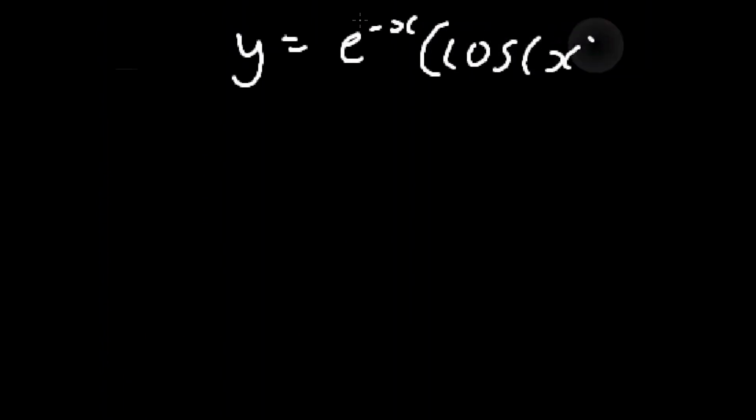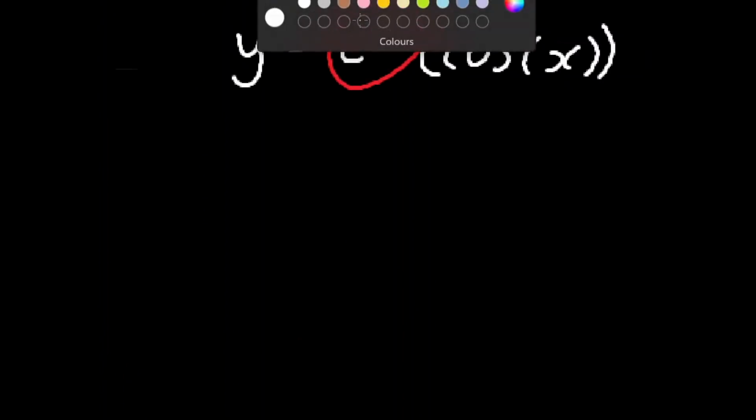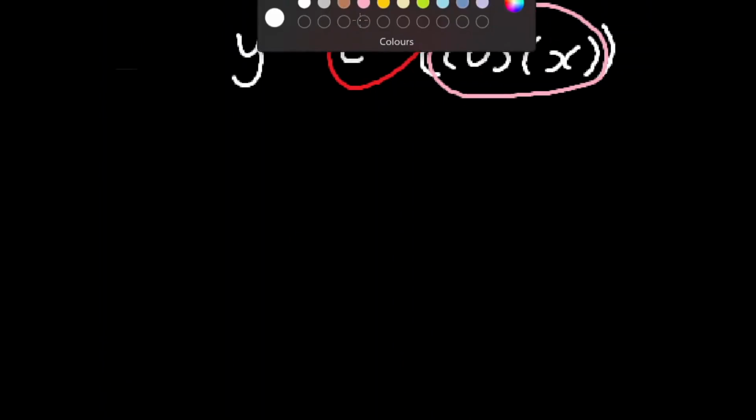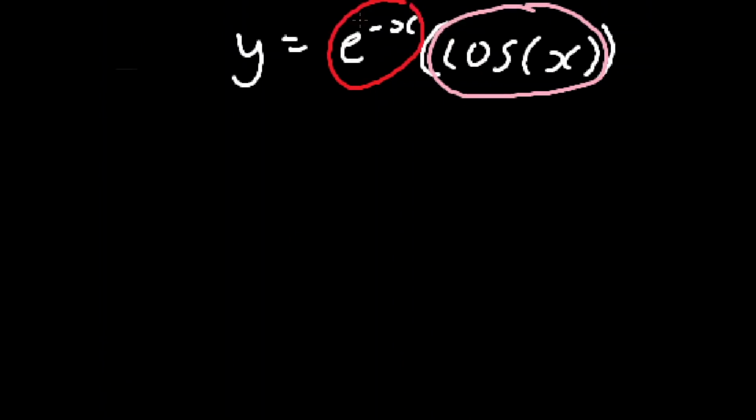We are trying to find the derivative of this function, y is equal to e to the minus x cos x. Hopefully you can see this is one function here, e to the minus x, times another function, cos x, okay? Now this is a non-calc, it is classic product rule. So let's name these things.